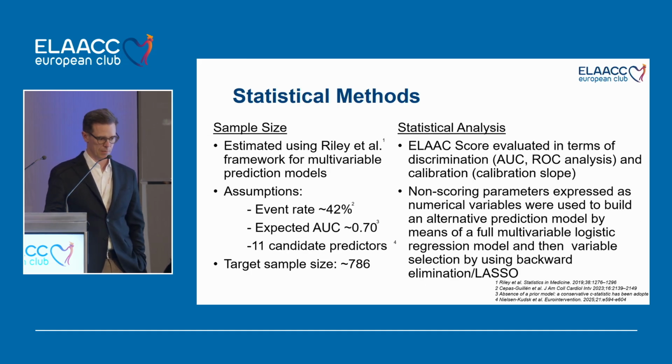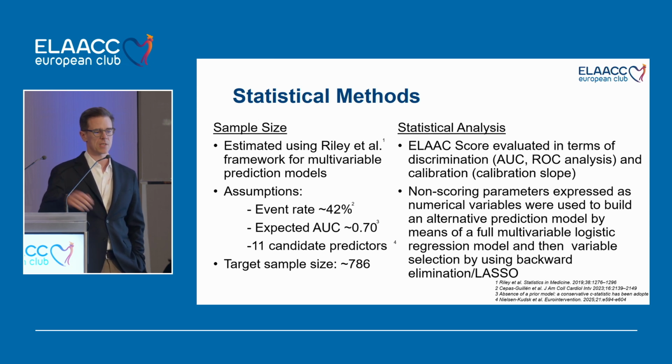And the statistical methods were as follows. We anticipated an event rate for the primary endpoint of 40%, with an expected area under the curve of 0.7, and by the inclusion of 11 candidate predictors as per the ELAACC score, we would need 786 patients, and this is why we have chosen 800 patients.